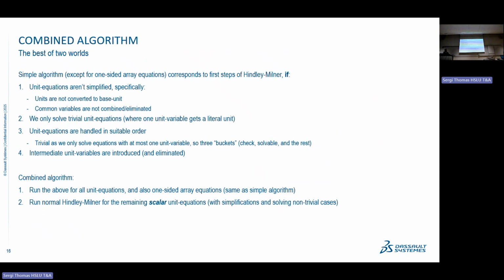So now we can get to see the combined algorithm to get the best of the two worlds, because the simple algorithm can be seen as sort of running the Hindley-Milner first draft of it. But you don't simplify, and you only solve the trivial equations, and you have to introduce intermediate unit variables in order to keep it possible. So if you do that, you can run this for all equations and also handle the one-sided array equations, and then you continue with the scalar unit equations from the previous step and run the full Hindley-Milner on that.